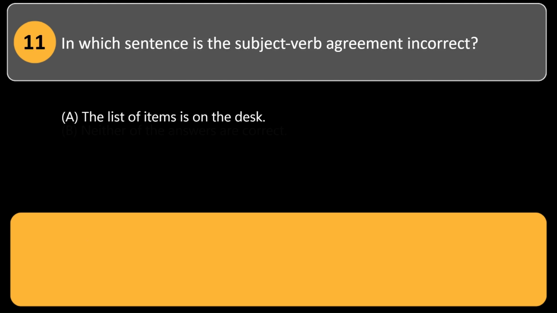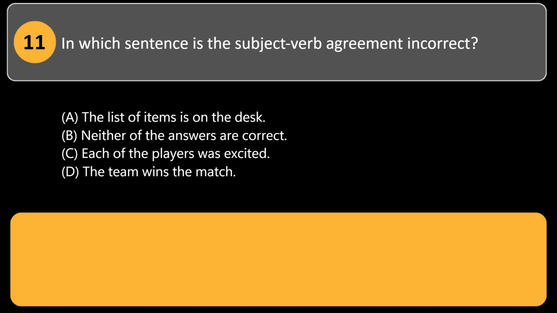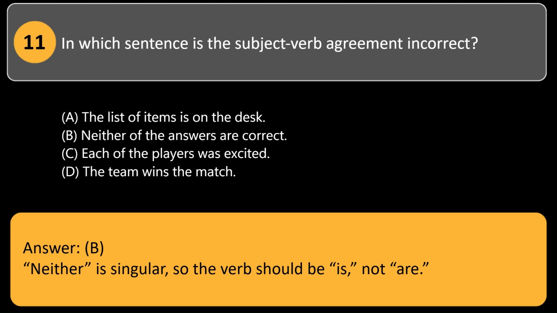In which sentence is the subject-verb agreement incorrect? A. The list of items is on the desk. B. Neither of the answers are correct. C. Each of the players was excited. D. The team wins the match. Answer, B. Neither is singular, so the verb should be "is," not "are."